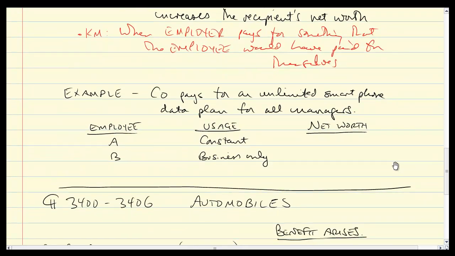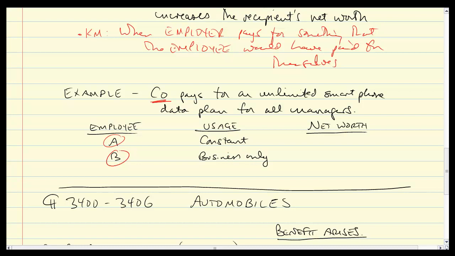So here's my example, which I think is becoming more and more relevant these days. The company's going to pay for unlimited smartphone data plans for all managers. So I've got 2 employees, A and B. And A uses this thing all the time. So he's using it for work, yeah, so their work use is exactly the same. But he's also using it at home all the time. And he's just never off this thing. We all know, and probably are, people like this.